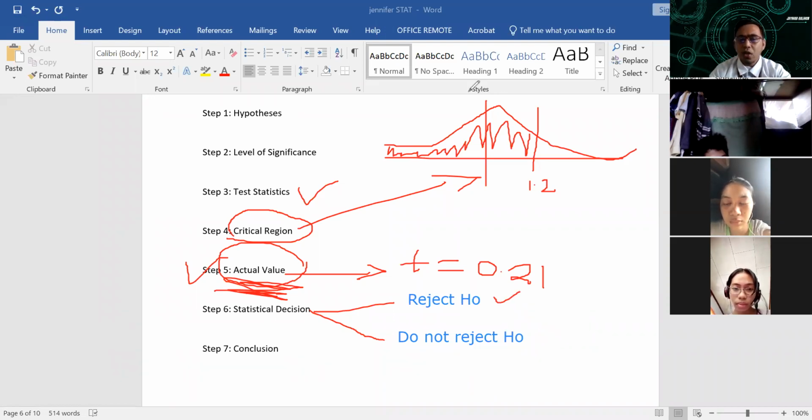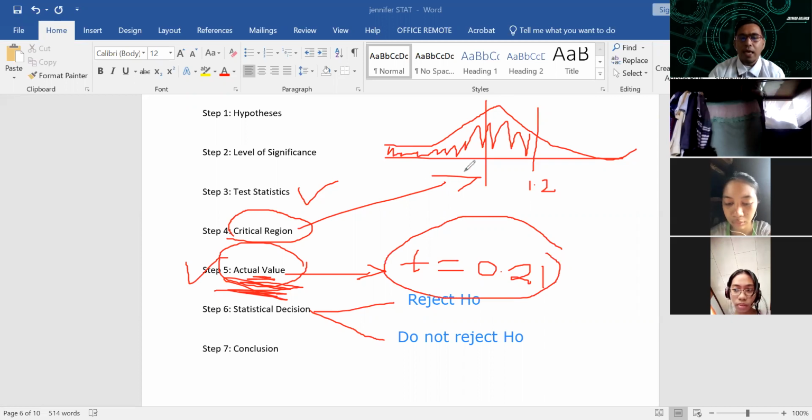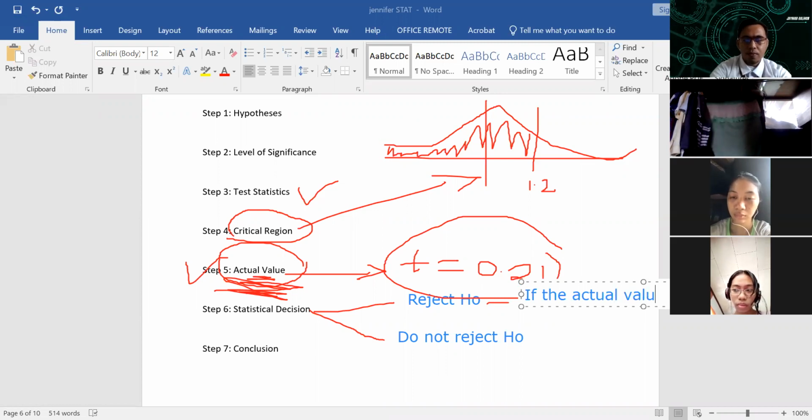Now, the question is, sir, when do we reject the null hypothesis? Take note of this. As I have said, take notes so that you will remember. You will reject the null hypothesis if your actual value is within your critical region. I will repeat. You will reject your null hypothesis, I will write it, if the actual value is within the critical region.